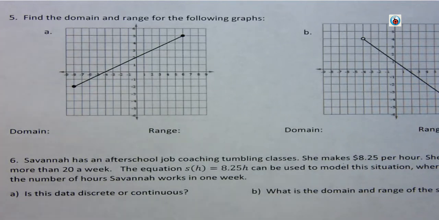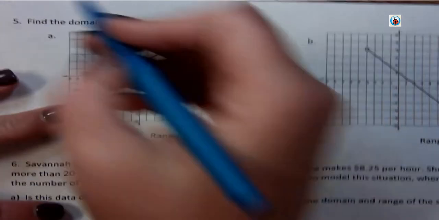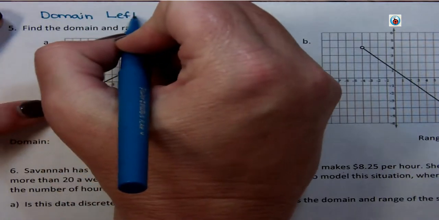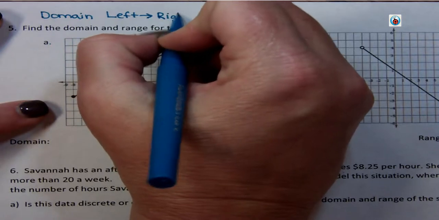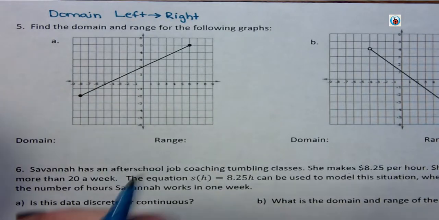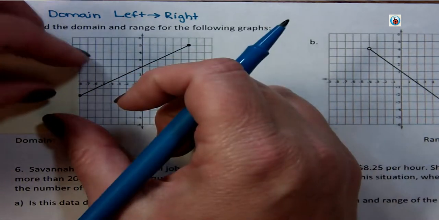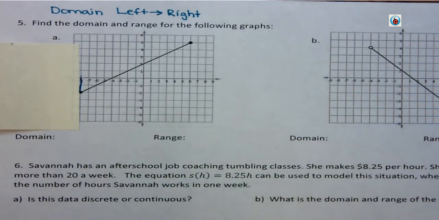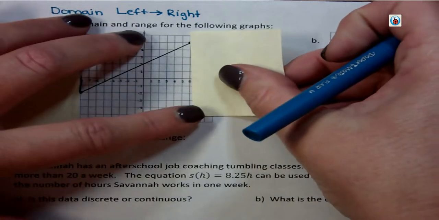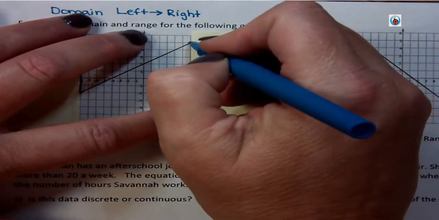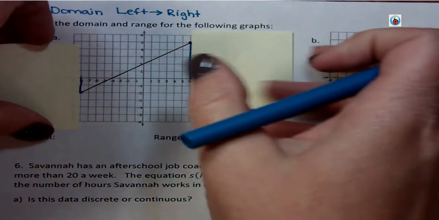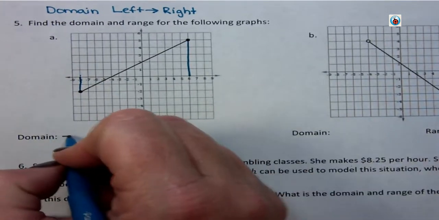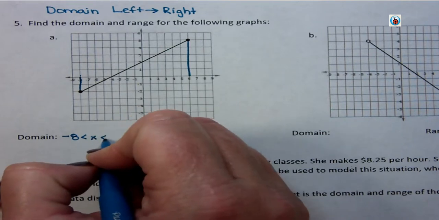Now, domain always goes from left to right. So let's write that up here. Domain is left to right. So if I start on the left of my graph, I would put my sticky note. So that domain is -8. And at the right, it ends at 6. So my domain is between -8 and 6.